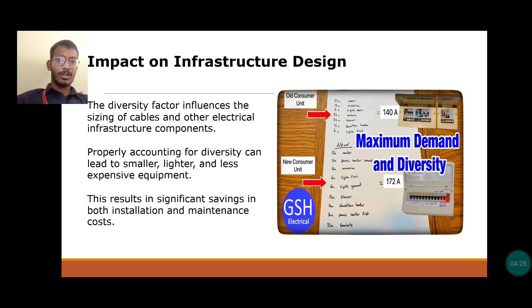Impact on infrastructure design. The diversity factor influences the sizing of cables and other electrical infrastructure components. Properly accounting for diversity can lead to smaller, lighter, and less expensive equipment. This results in significant savings in both installation and maintenance costs.